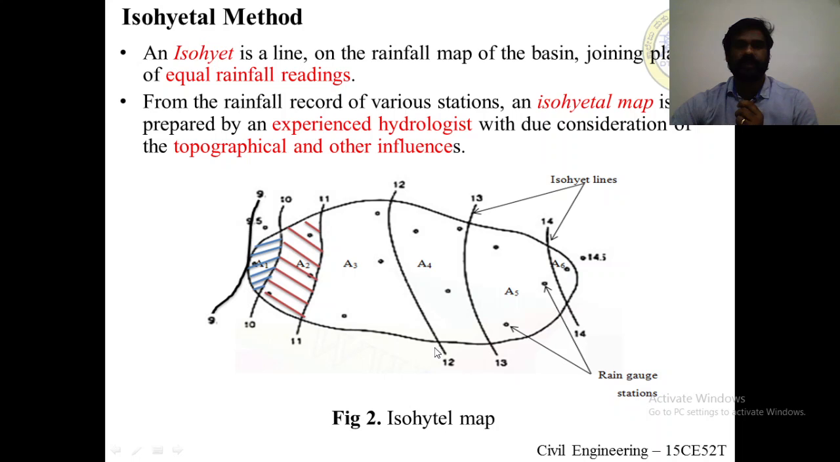See, in this picture you can see this is the catchment area and these dots are the rain gauge stations and these are the isohyet lines. These are the isohyet line values. This is the isohyet line which is joining equal rainfall readings, wherever 9 mm depth of rainfall has occurred, it is joining those points. Likewise 10, 11, 12, 13, like that.